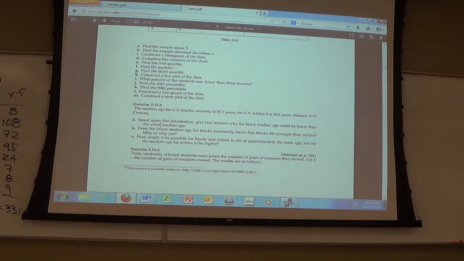How might it be possible for African Americans and Caucasians to die at approximately the same age, but for the median age of Caucasians to be higher? I think we've answered this over and over already. It might have nothing to do with death rate. It might just simply be the time snapshot. Now, what's on your mind over there? Well, it was just what we were saying, they're just a younger population. Exactly. It might have nothing to do with when they're dying. It's just how they're living right now.